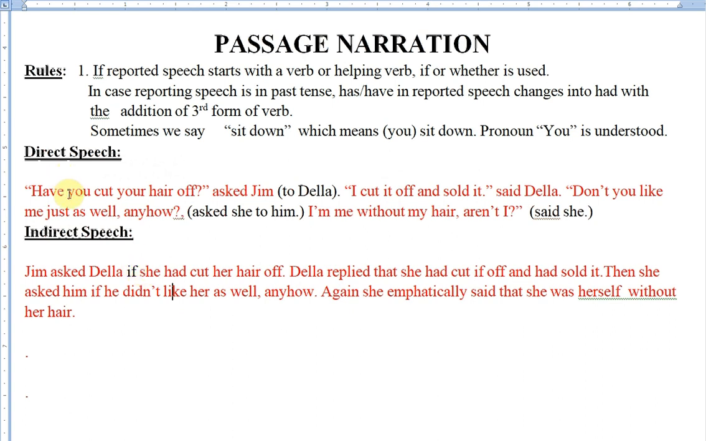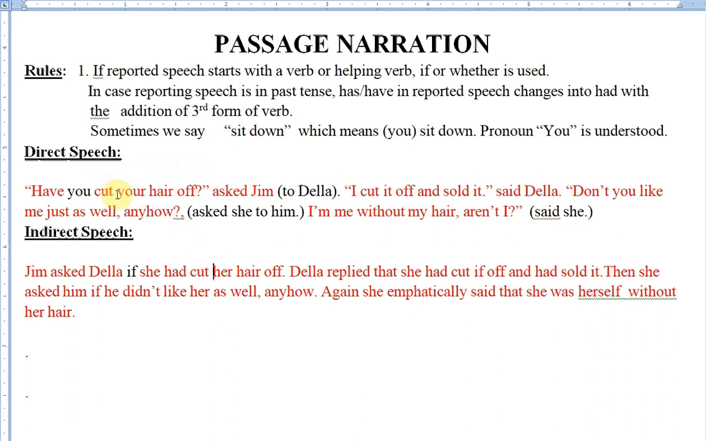And in the same way, now comes this one. You is a second person pronoun, and second person pronouns are changed according to the object of the reporting speech. The object is Della, which is understood. So it will be Jim asked Della if she, because this you will be changed according to Della. Della means she. That's the reason we have put she over here. Jim asked Della if she had. Have changes into had. If she had, and this is the third form: cut, cut, cut.